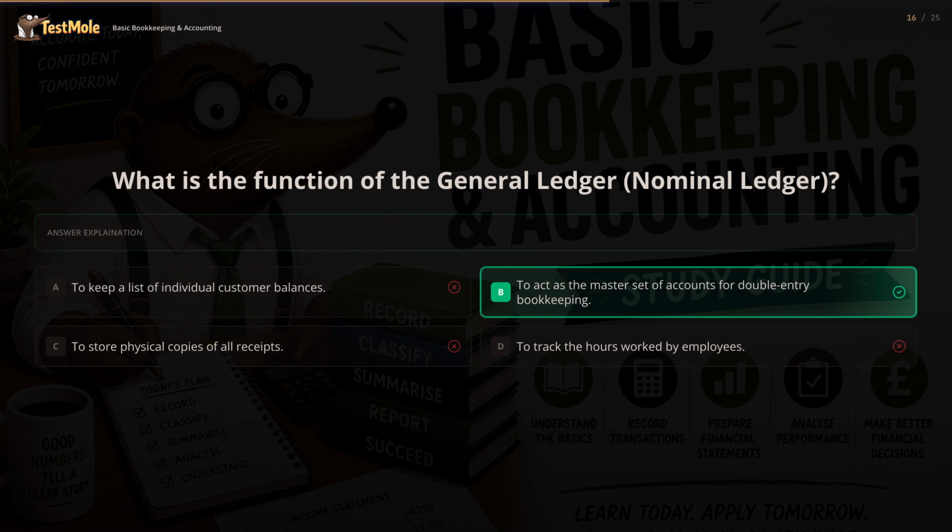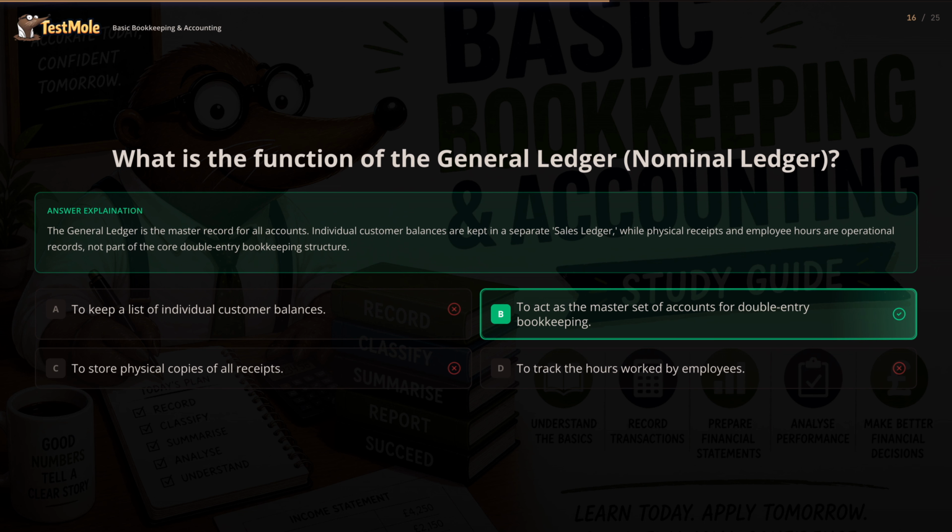The answer is B. The general ledger is the master record for all accounts. Individual customer balances are kept in a separate sales ledger, while physical receipts and employee hours are operational records, not part of the core double-entry bookkeeping structure.